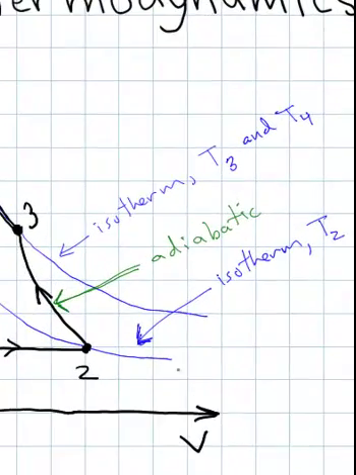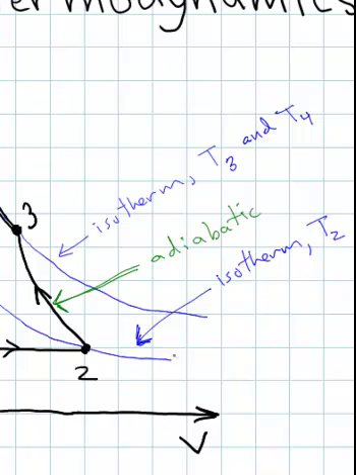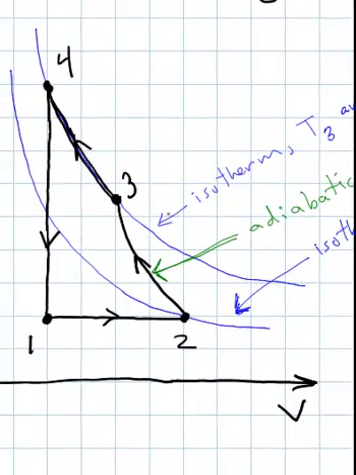And what I've done here with these blue lines, I've tried to draw a couple of isotherms in here. One of those isotherms goes through points 3 and 4. Every place on that blue line is the same temperature. And another one goes through point 2. So those are two isotherms. And then the adiabatic process, you can see it jumps from one isotherm to the other one, from point 2 to point 3. That's an adiabatic process.